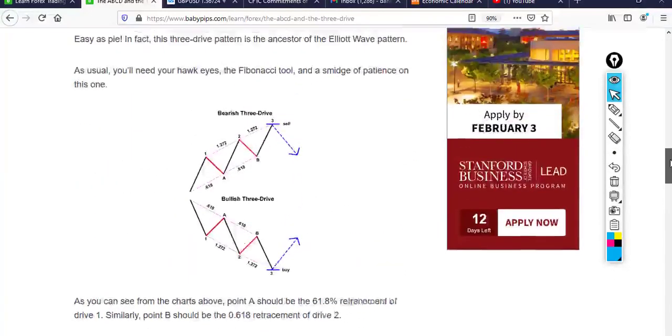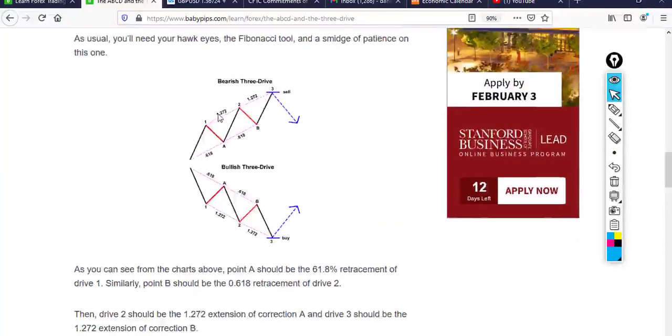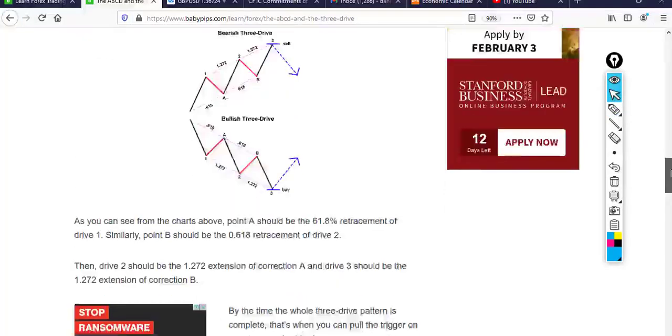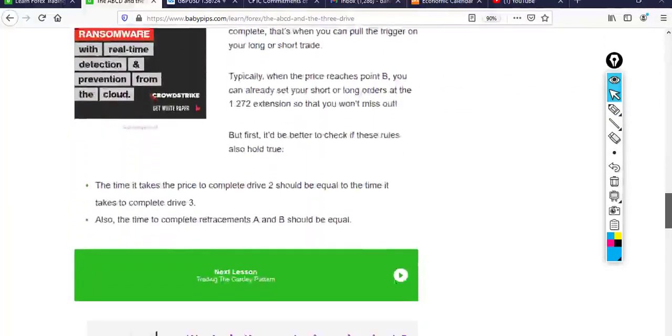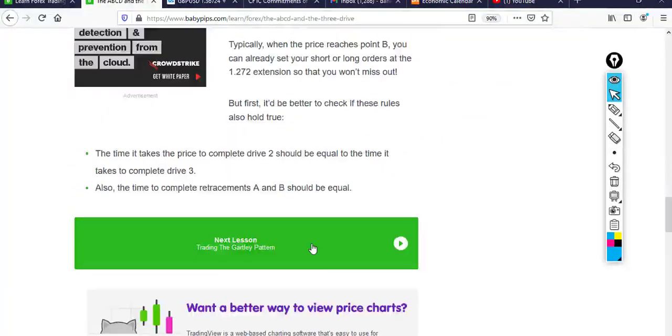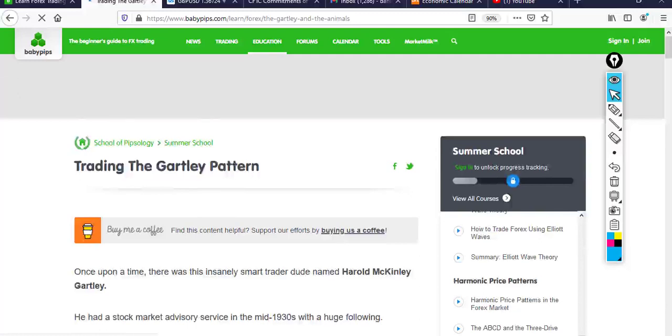So let's look at the diagram here. Once price reaches point B, you can set your long order. So you can place a trade here, so that by the time it's moving up, it starts filling you in. It will take practice. We are just learning all this, how they move, how they work, but it will take you practice and practice and practice. The next lesson we'll have is trading the Gartley pattern. So let's move on to the next lesson.